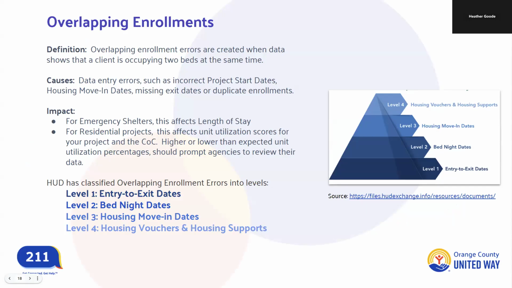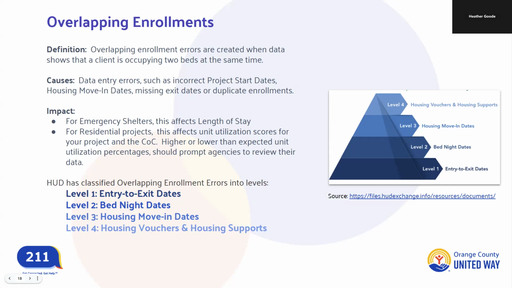These errors are created when data shows that a client is occupying two beds at the same time, which is an impossibility in most cases. Data entry errors for these critical dates or duplicate enrollments contribute to this error. For emergency shelters, this affects length of stay.